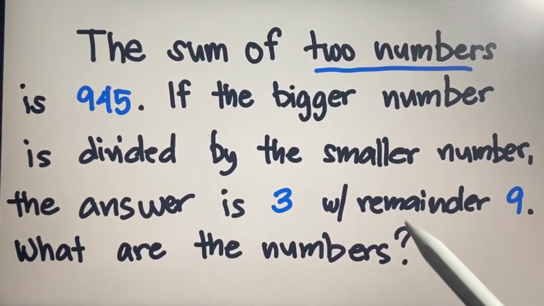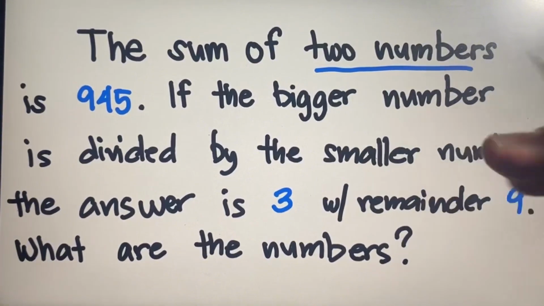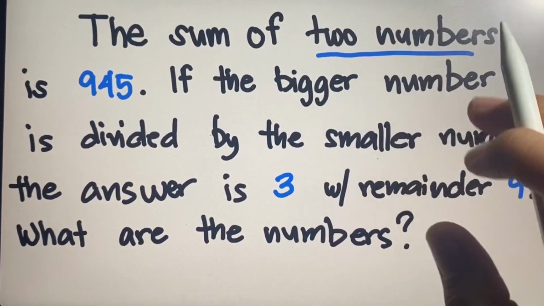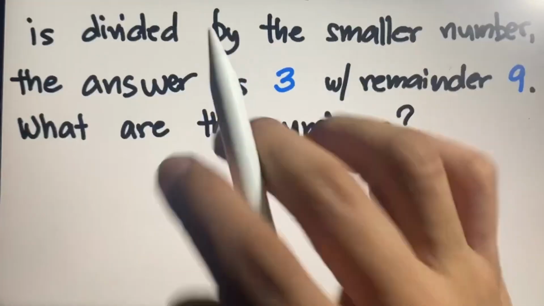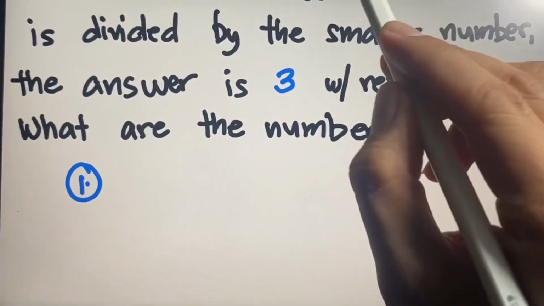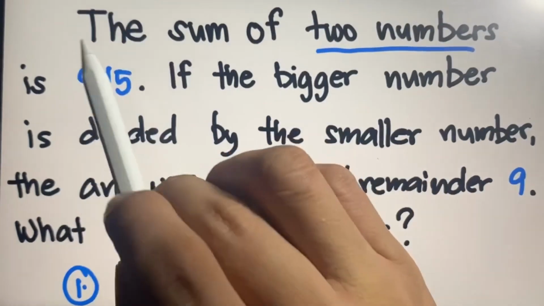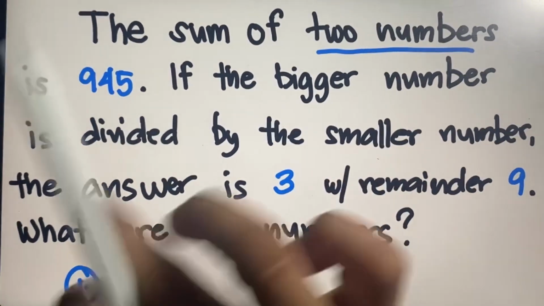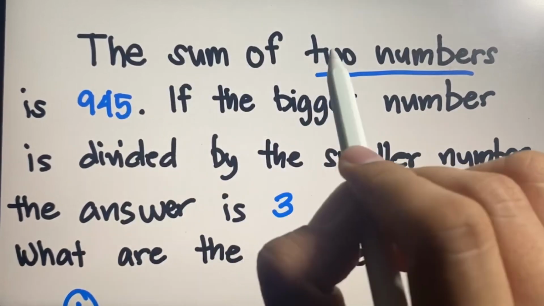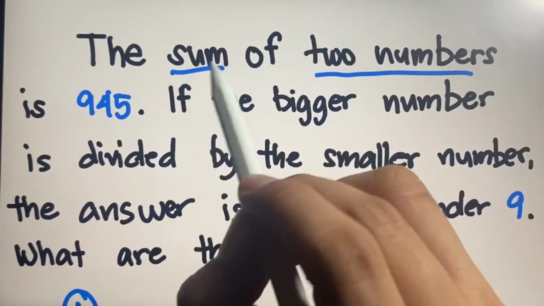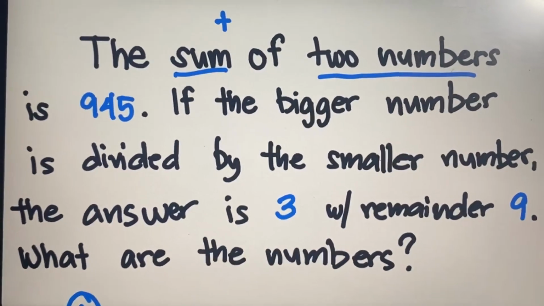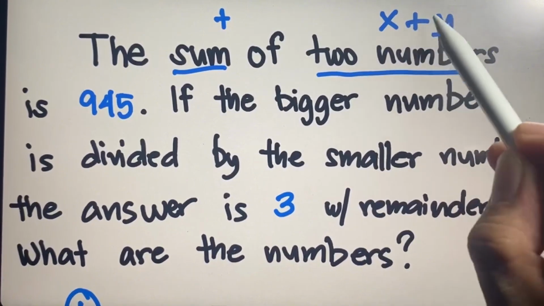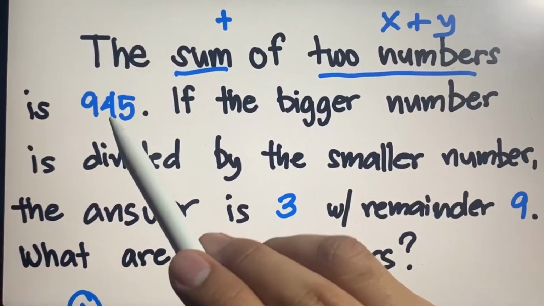What are the numbers? In solving word problems, what we're going to do is convert each statement into an equation. So our first statement here would be our equation 1. The first statement is the sum of two numbers is 945. We will stop at the period. Since it is sum, the operation would be addition. Two numbers, that would be x plus y. X and y, and we're going to add them together to get the sum of 945.